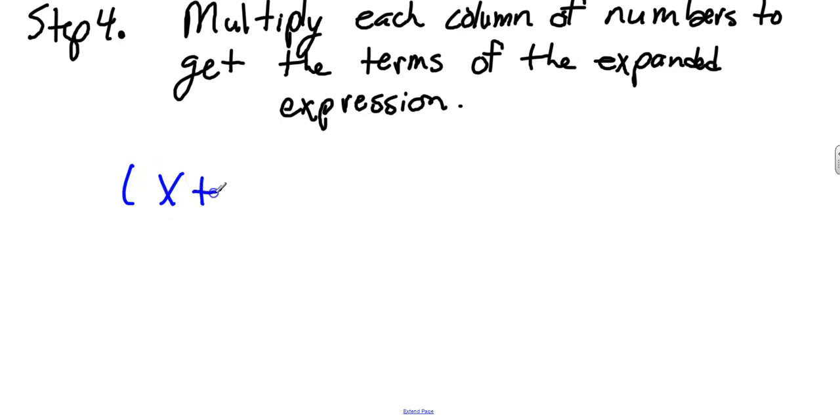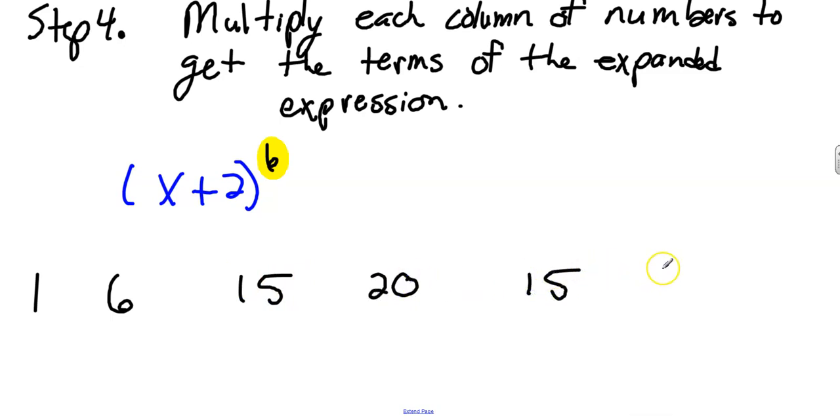Okay, so first one we'll do, we're going to do x plus 2 to the 6th. Very first thing, and again, don't cram this in, leave it kind of wide because it's going to give us some room to work here. The row of numbers that had 6, where again the power was 6, so the second number is going to be 6. Those numbers were 1, 6, 15, 20, 15, 6, and 1.